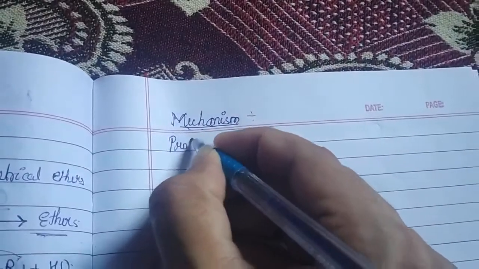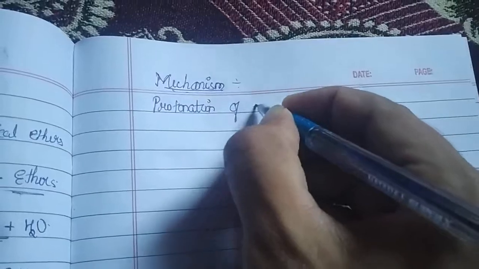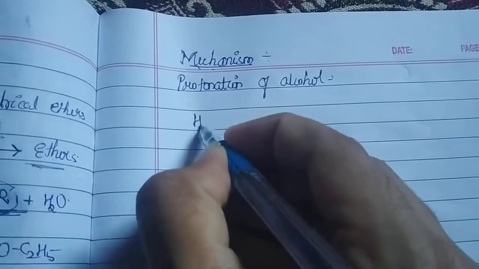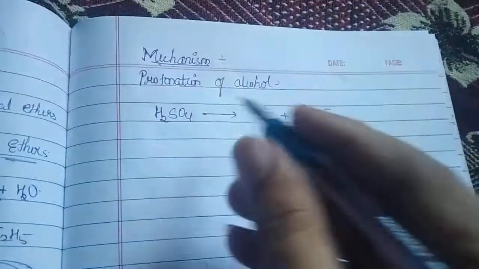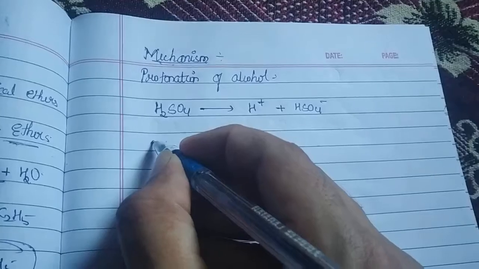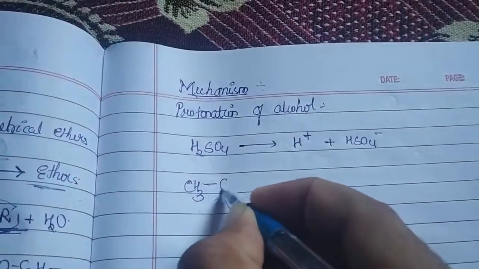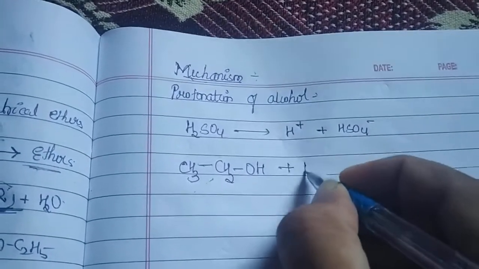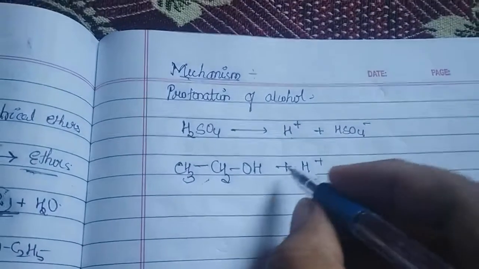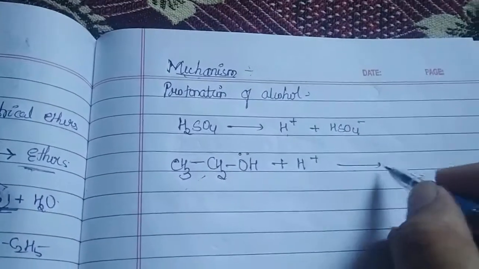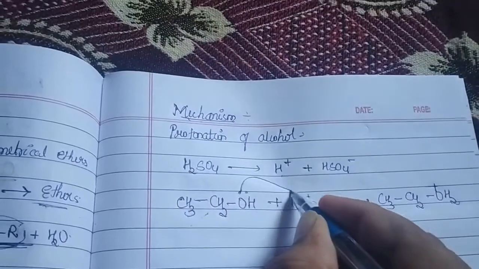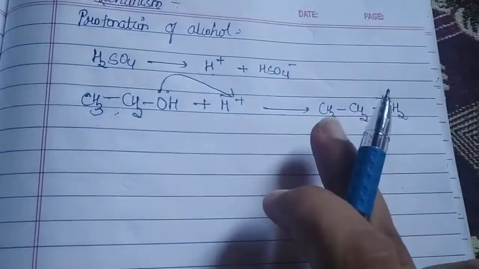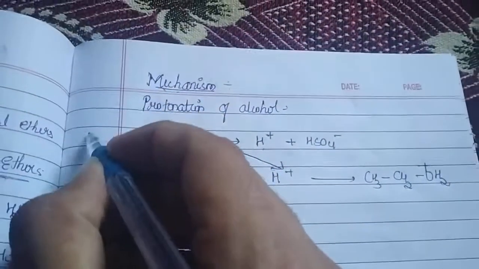The protonation of alcohol. That means whatever H2SO4 we have taken, first of all it is going to dissociate to give us a proton, H+ and HSO4 minus. This proton is first going to attack our excess alcohol. For example, if I take ethanol, CH3CH2OH, this H+ is attacking on the oxygen part. So we get CH3CH2OH2+. Why plus? Because the oxygen has used its electrons to attract this proton. This is called protonated alcohol. So this is your step 1.